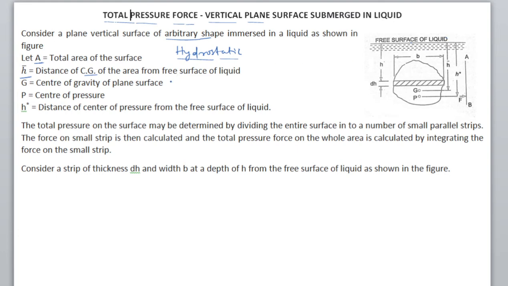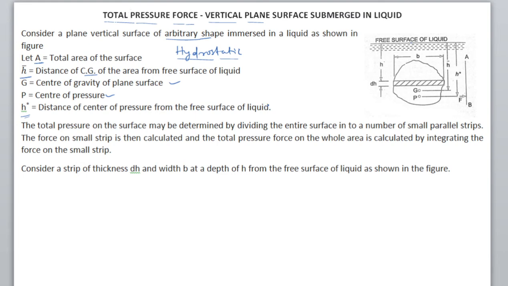G is the center of gravity of the plane surface. P is the center of pressure. In this video, center of pressure is not at all required, but keep this in mind. We will calculate center of pressure in the upcoming video. H star is the distance of the center of pressure from the free surface of the liquid.